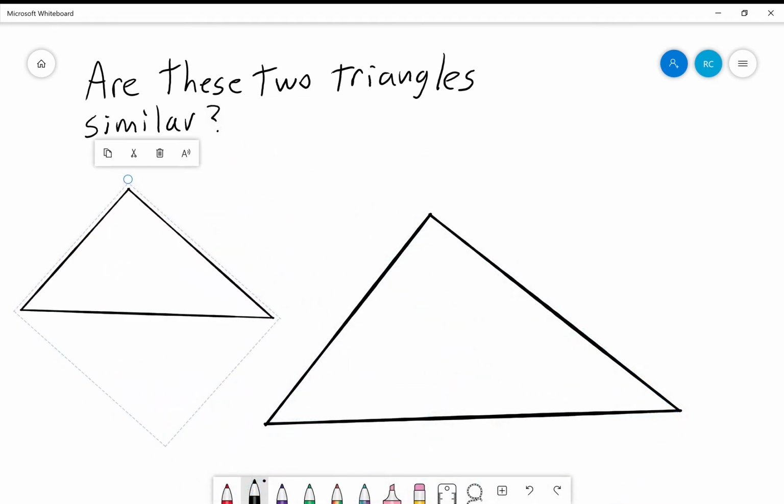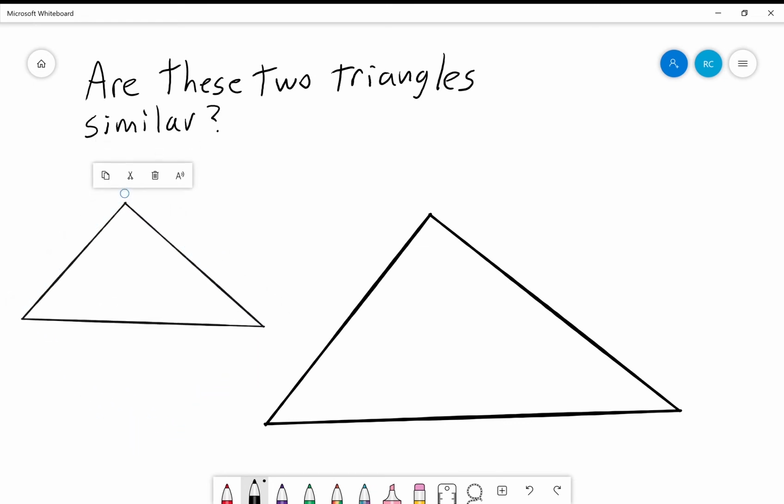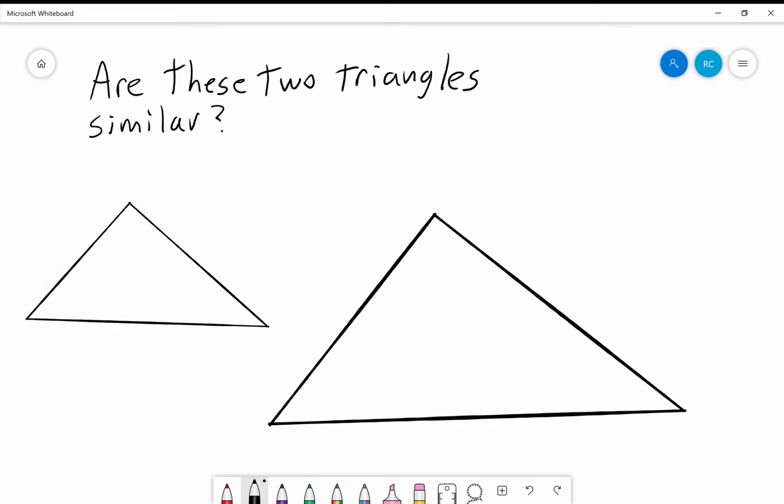Now, the question is, how do we know that when we're looking at a piece of paper and we can't necessarily dilate stuff? Well, there are two ways. Here's the first. If I know that all three angles, which I will be color coding here, from one triangle are congruent to all three angles of the other triangle, well, then I know that the two triangles are similar. They have the same angles, and in a triangle, that's enough.